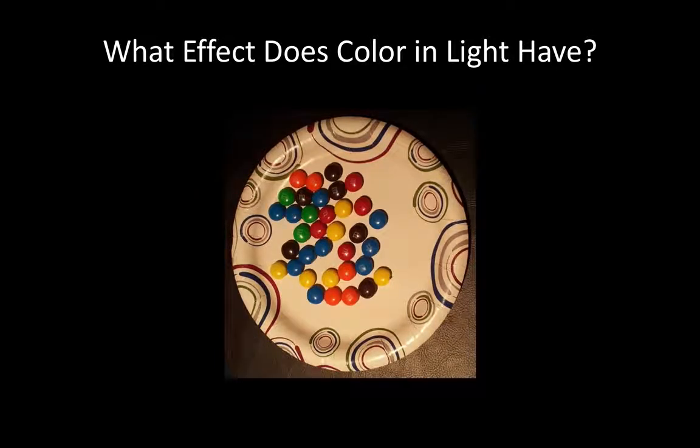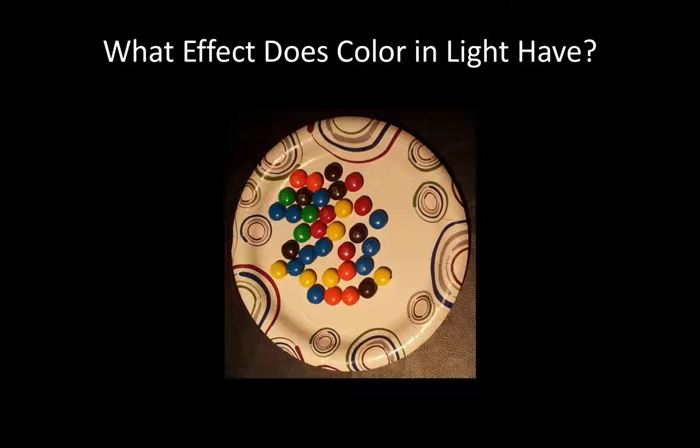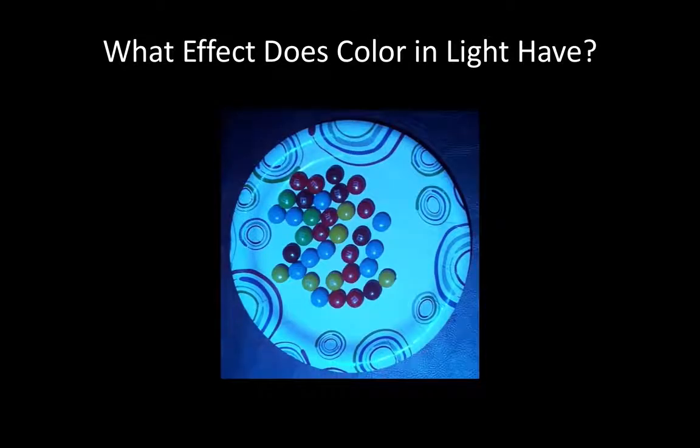What effect does color have in light? Here's an example of some M&Ms under a blue light. Here's an example of some M&Ms under the white light. How do they look different under the blue light?